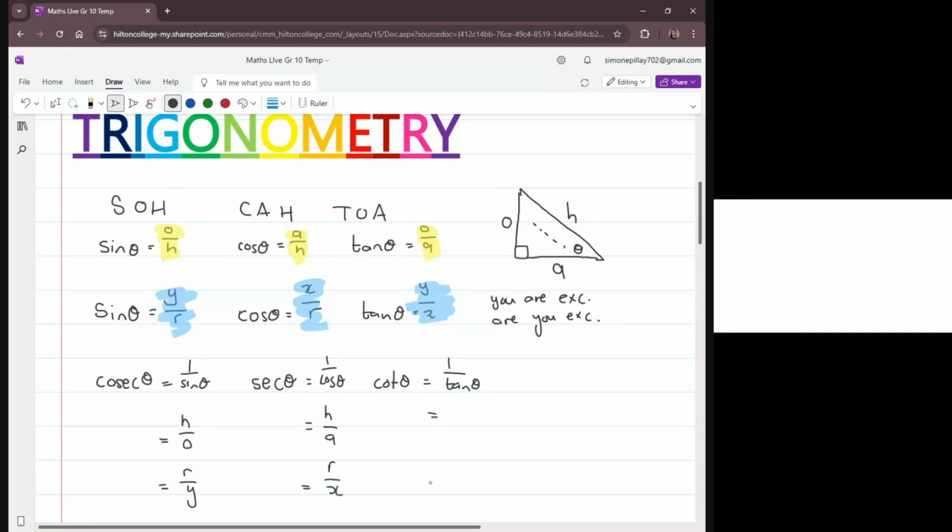And with cotangent, we have the same inverse principle where it is going to be adjacent over opposite, or x over y. Cool. So that is that.